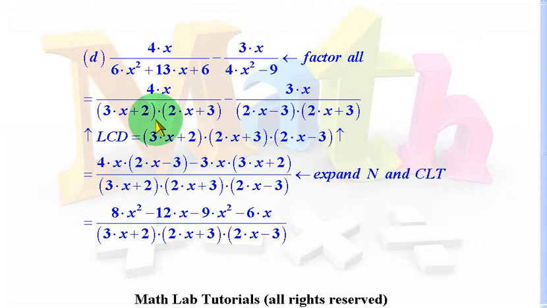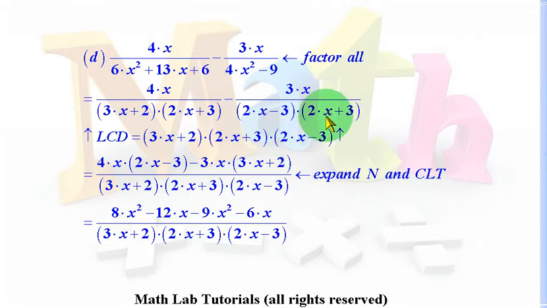Let's continue with this. Look for any internal cancellations. There are none. Look for any internal cancellations. There are none. Okay, now we look for the LCD. We certainly need a 3x plus 2, drop it in. We need a 2x plus 3, drop it in. We certainly need a 2x minus 3, drop it in.